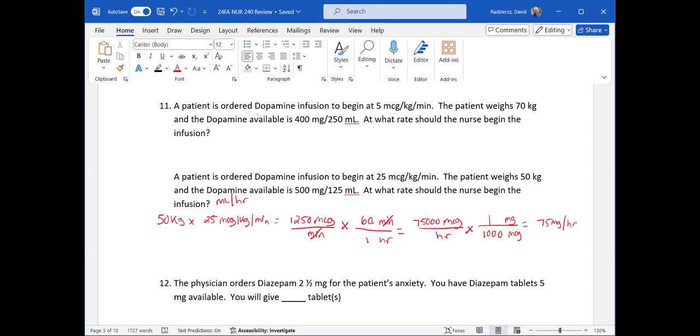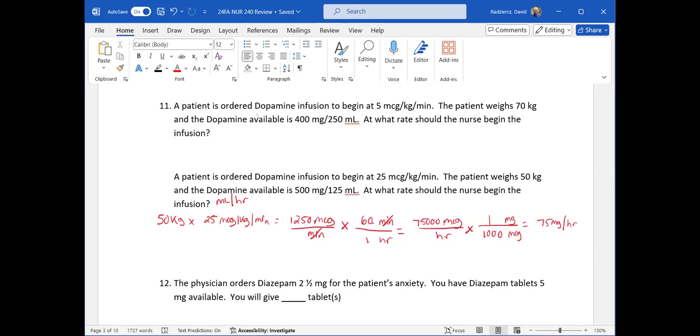Now, if you just did 1250 times 60 divided by 1,000 and you were able to navigate that, that's all I did. Okay. 1250 times 60 divided by 1,000, and I'm going to get to the 75 milligrams per hour. If you chop it up like I'm doing, it looks ugly, but it gets the job done.